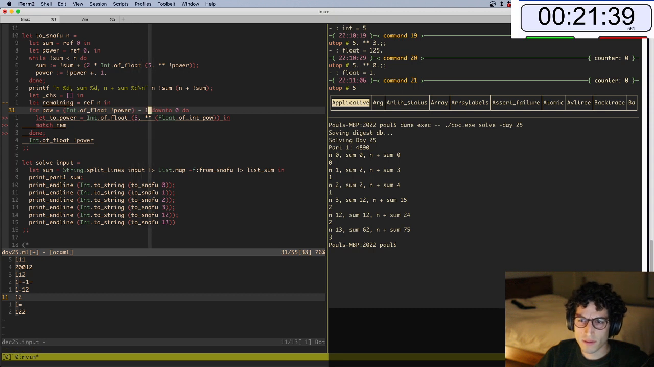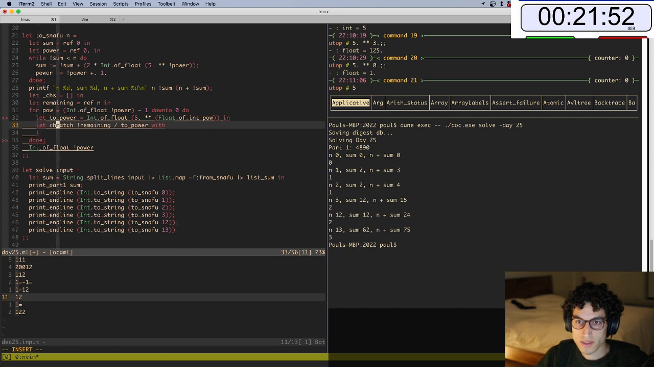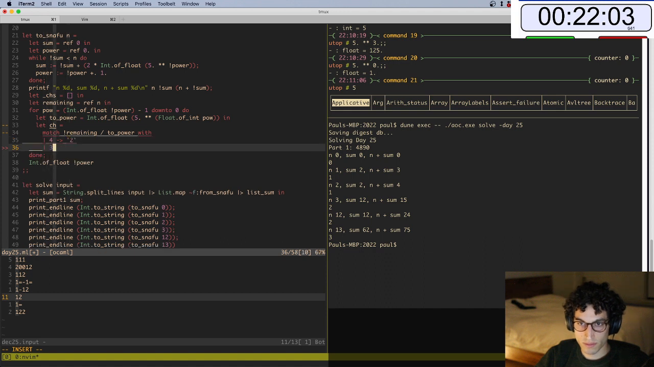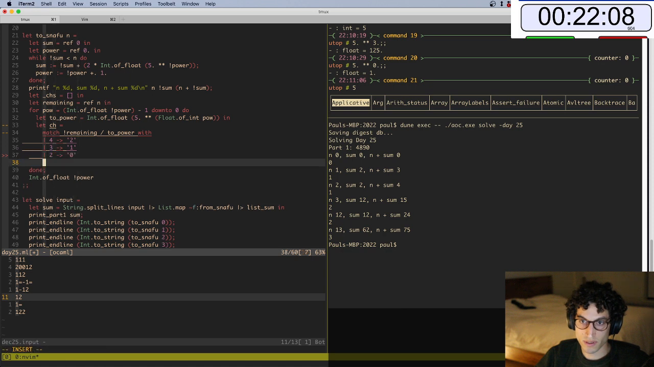-1. Match remaining divided by 2 power with. Let ch equals 4, 2, 3 1 2 0, 1.